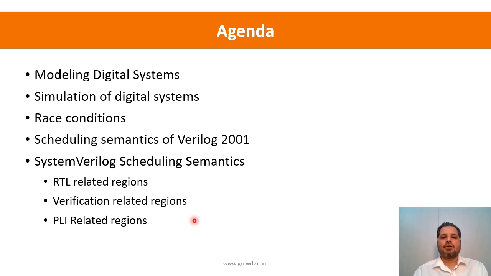So PLI is your Programming Language Interface, through which you can interact with the C++ world using Verilog or SystemVerilog. So there are some regions provided for better integration with the PLI application. So we will look at it. So those are the 3 categories, and the fundamental concepts of the scheduling semantics of Verilog 2001 extend to all these 3 regions. Our RTL almost remains the same. We get some new regions which are sort of replicas of what we do in the RTL, for doing the verification, and then some extension for the PLI. So we will look into those.